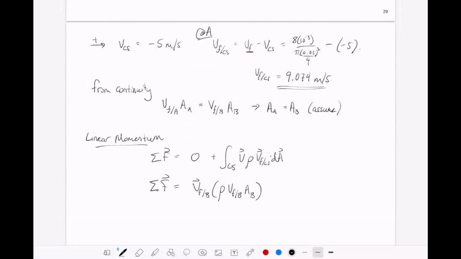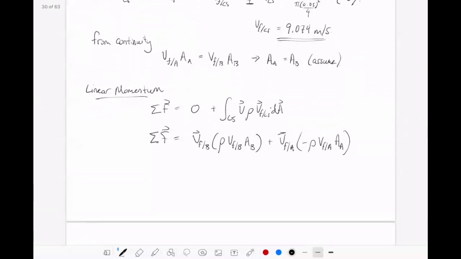And that's exiting at point B, so that's positive, plus the velocity of the fluid with respect to the control surface at A times negative, because this is entering, so it's a negative dot product, VF with respect to A, the area at A. So now what we can do is we can break this up into each component.